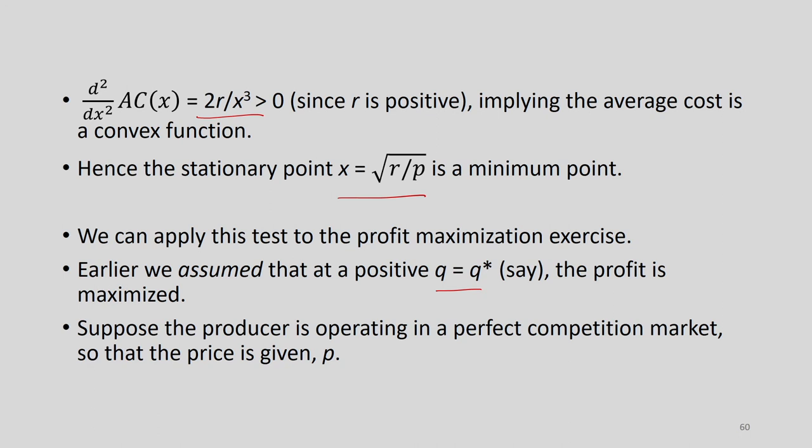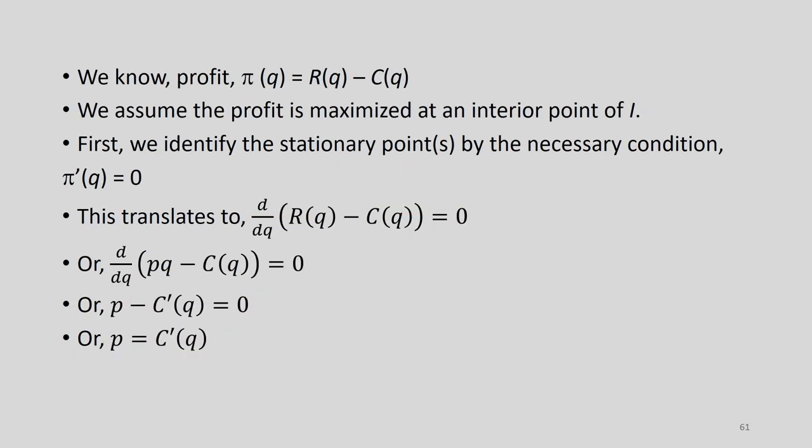Okay, suppose the producer is operating in a perfect competition market so that the price is given at small p. So, it is a perfect competition market, which means the producer cannot affect the price in the market. He is a price taker, and that price is given by small p.